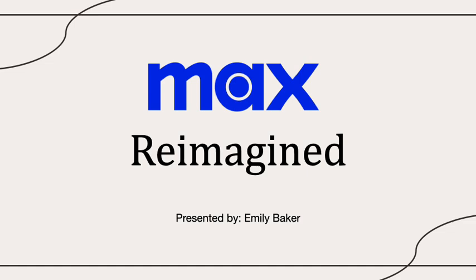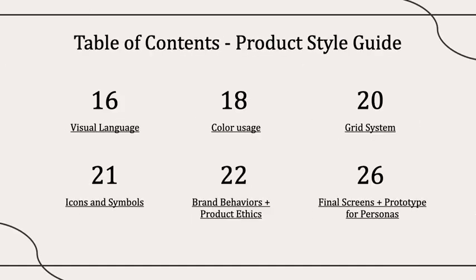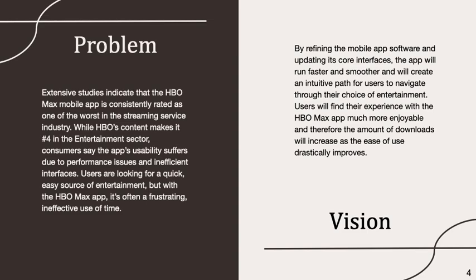This is Max Reimagined. Formerly known as HBO Max, this streaming service is available in 65 countries and is known for its large and diverse library of content including HBO shows, reality TV, lifestyle, live sporting events, and more. However, extensive studies indicate that the HBO Max mobile app is consistently rated as one of the worst in the streaming service industry. While HBO's content makes it number 4 in the entertainment sector, consumers say that the app's usability suffers due to performance issues and inefficient interfaces.